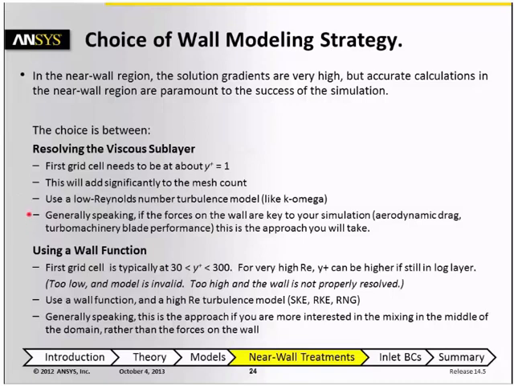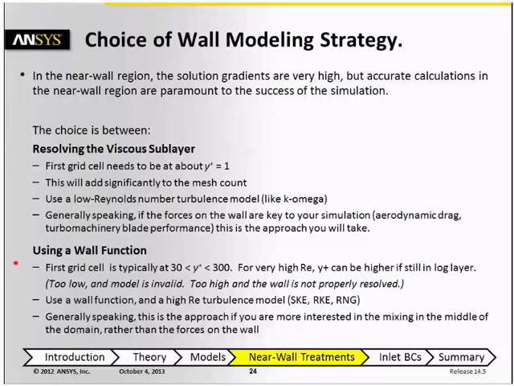Generally, if forces on the wall are the most important thing in the calculation, and this can be if we're interested in predicting skin friction, turbomachinery blade performance, flow separation, heat transfer, then the viscous sublayer resolving approach would be the preferred approach.